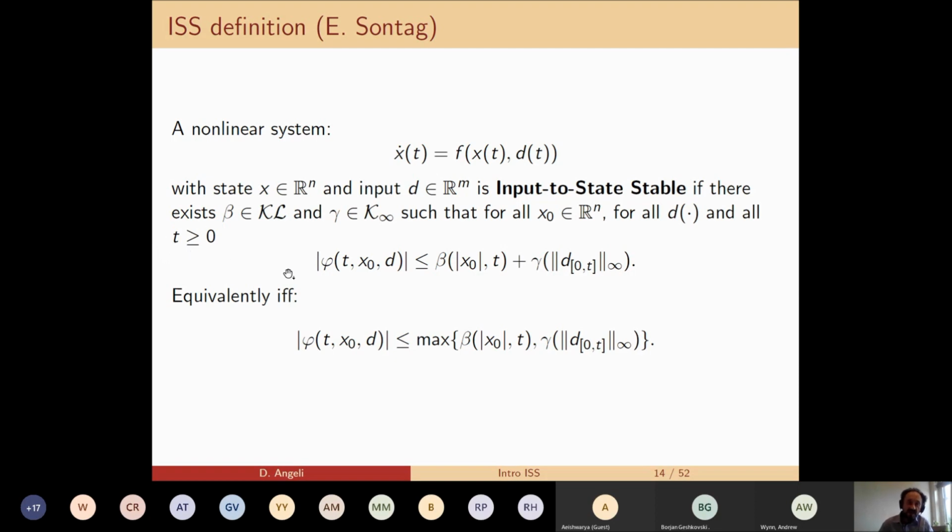greater or equal than 0, we have an inequality that is mimicking exactly what would happen for a stable linear system. So it's less or equal than beta of x0, t, plus gamma of the infinity norm of d between time 0 and time t. So this is exactly the same type of inequality that we had before, and so it captures the idea that there should be something transient happening as a function of the initial condition, and then perhaps eventually our state will be bounded by something that instead is only a function of the norm of the input perturbation.